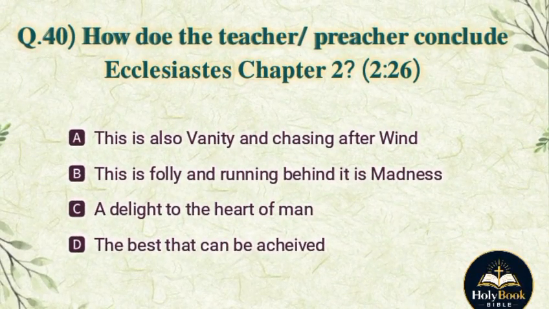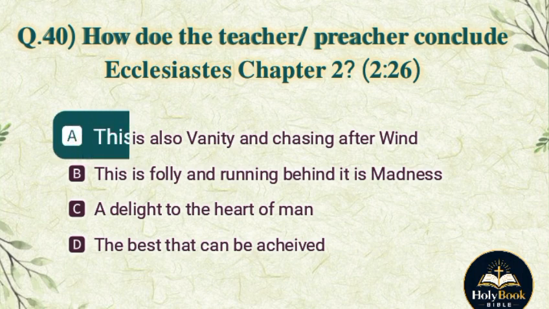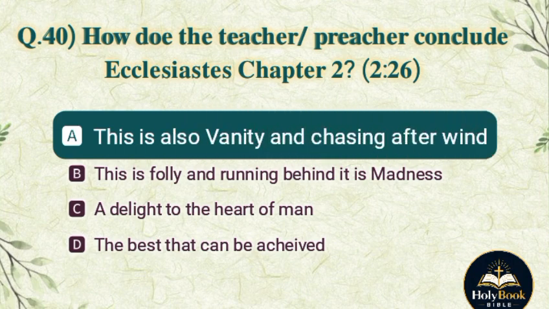Question: How does the teacher conclude Ecclesiastes Chapter 2? Options: A. This is also vanity and chasing after wind. B. This is folly and running behind it is madness. C. A delight to the heart of man. D. The best that can be achieved. The correct answer is option A. This is also vanity and chasing after wind.